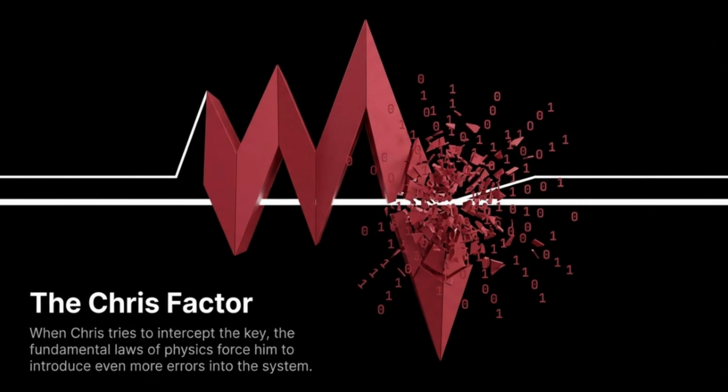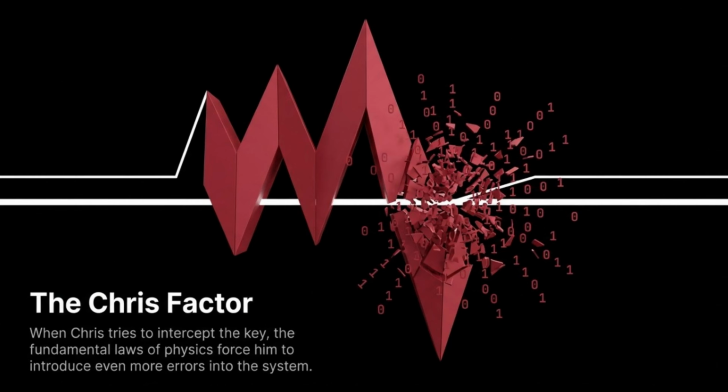While environmental noise is a constant challenge, we must also account for a more deliberate threat: the eavesdropper. In our scenario, we call this factor Chris. As you can see in the visual, the stable white line of our communication is violently disrupted by a jagged red spike. This represents Chris attempting to intercept the key. In classical computing, an eavesdropper can often copy data silently. But in the quantum realm, the laws of physics are on our side.